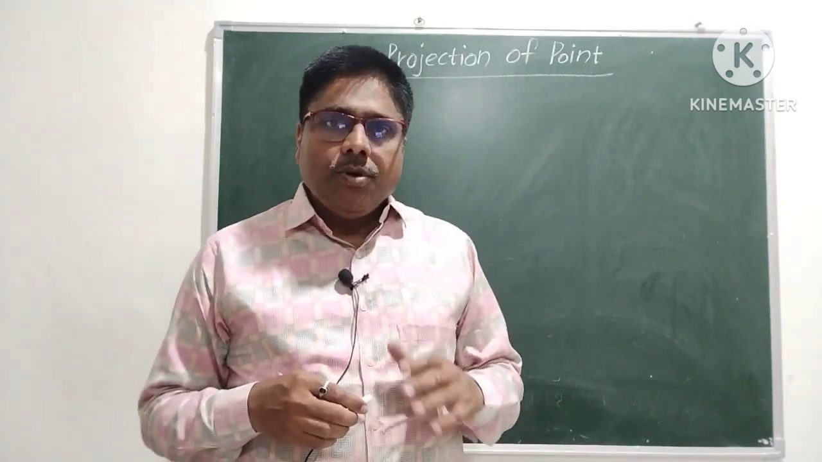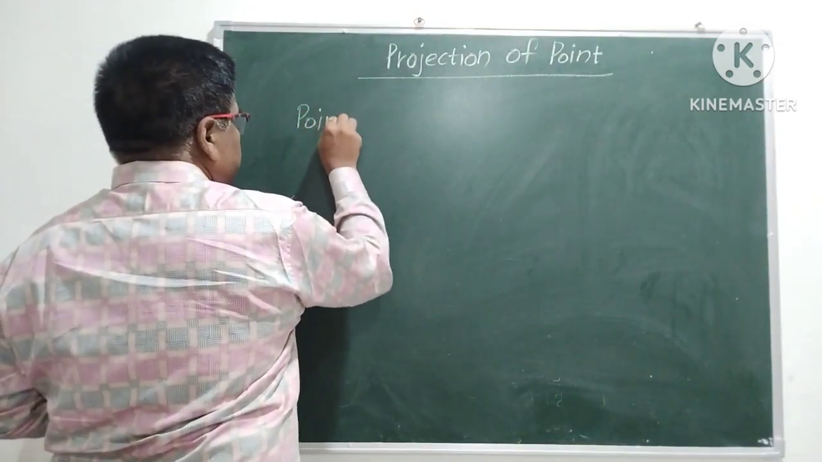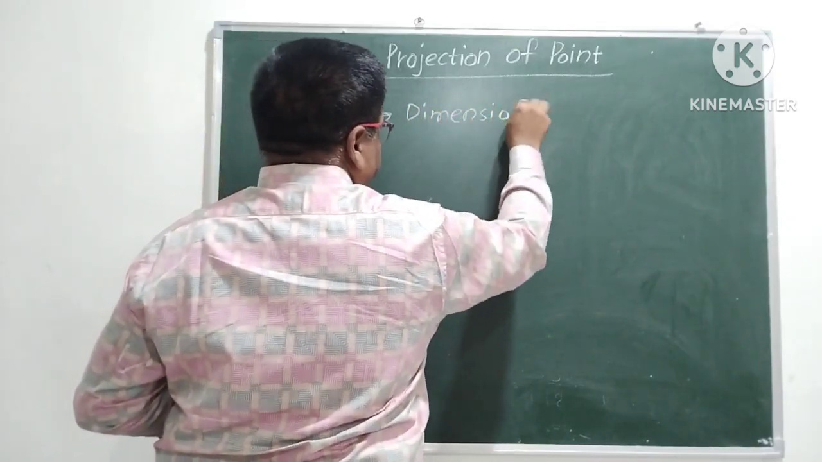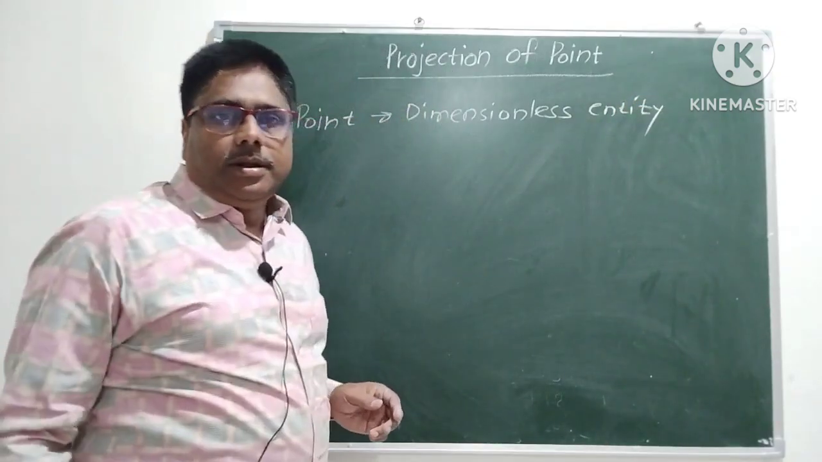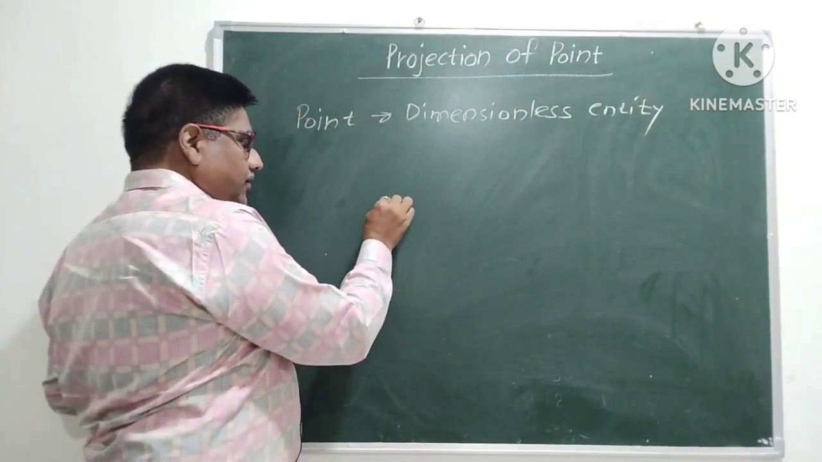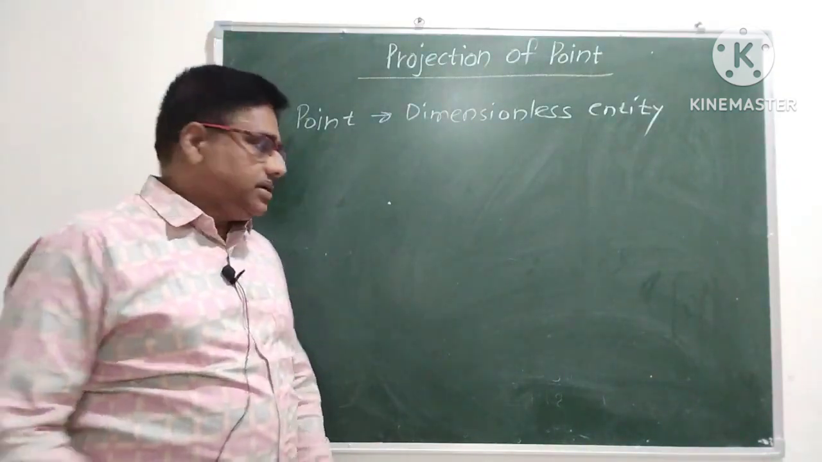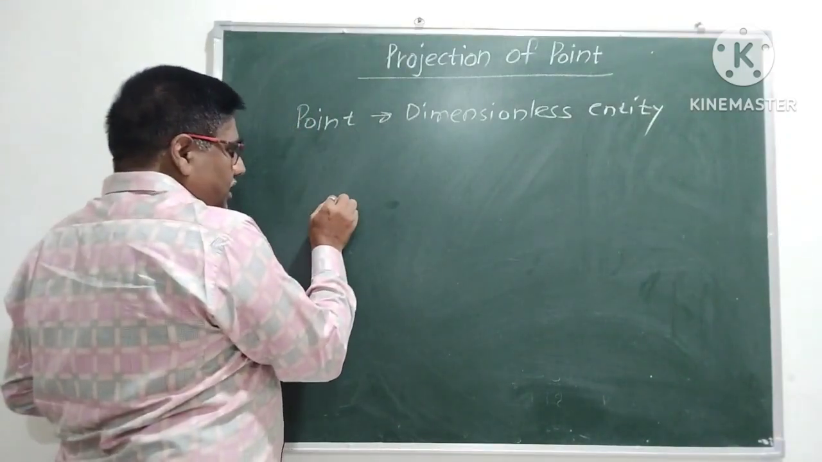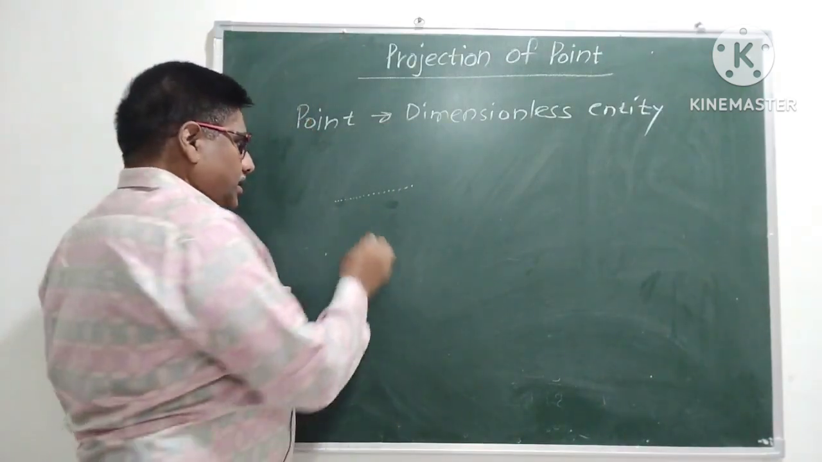As you know, a point is a dimensionless entity. It doesn't have any dimension. But just to represent the point, we indicate it by a dot, a small tiny dot, but actually it doesn't have any dimension. If we keep an infinite number of points one after another, what will happen?